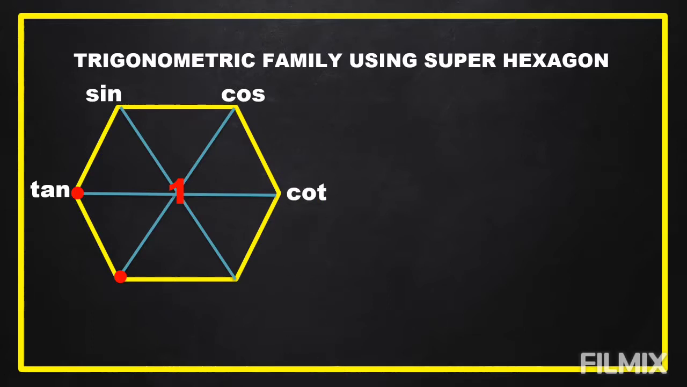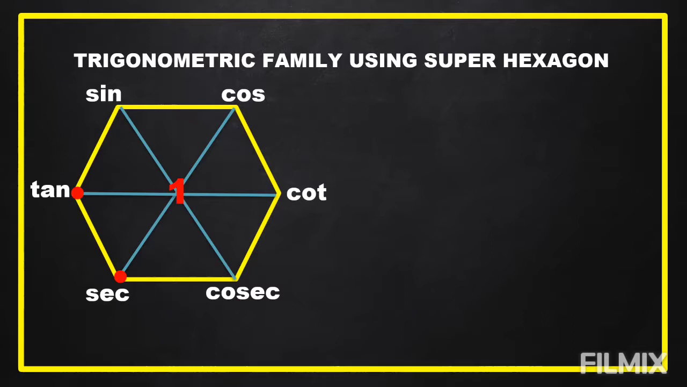And of course, cotangent is the opposite of tangent, and cosecant, as we know, at the right part of our hexagon starts with letter C. And of course, the last one is secant.